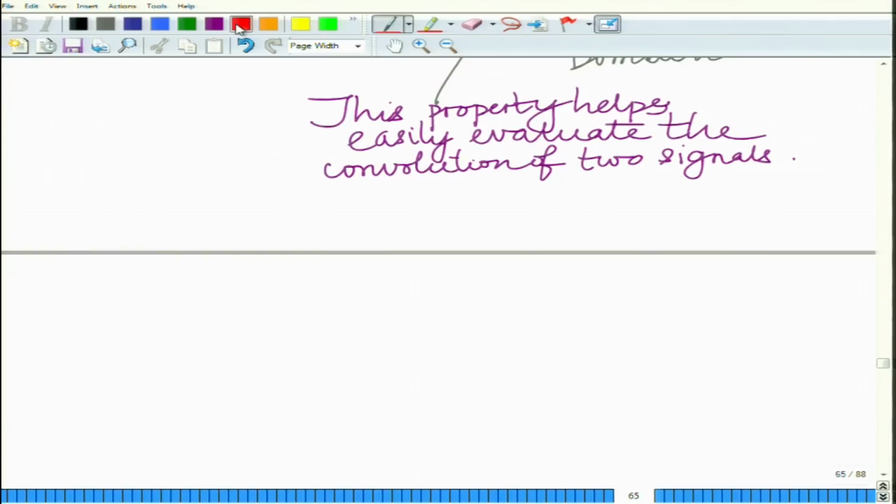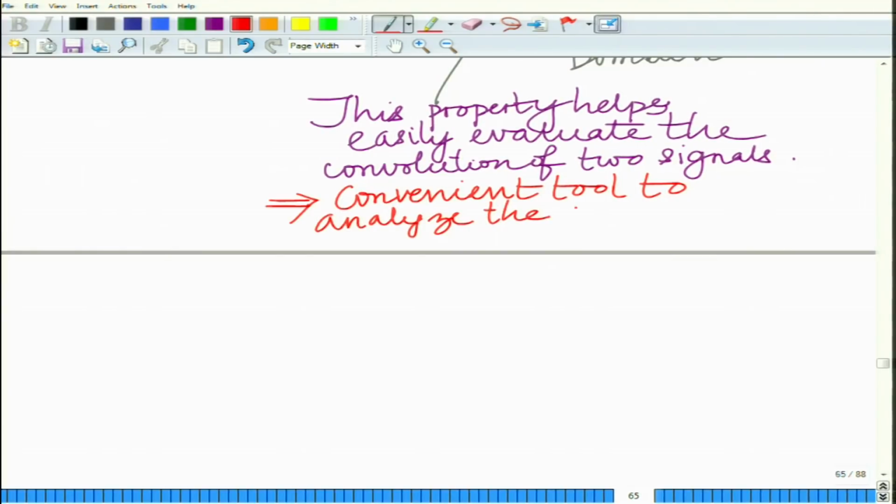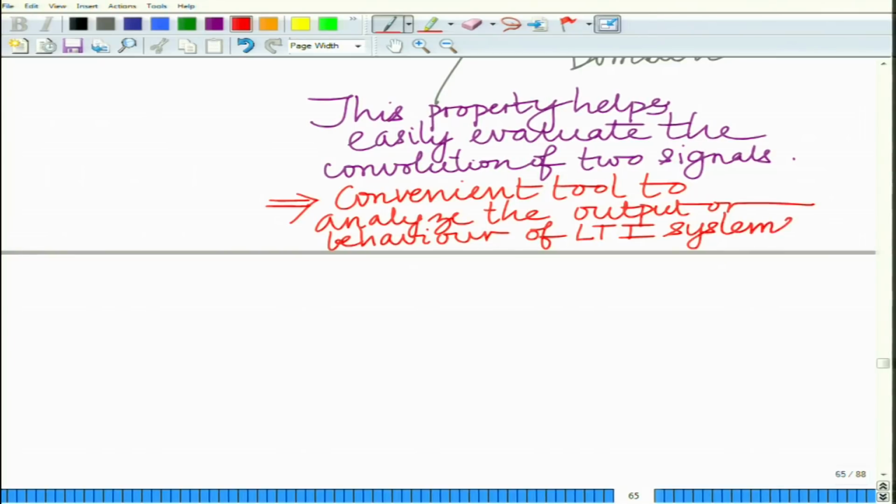So, as a result, the properties and behavior, which implies that it is a convenient tool to analyze the output or behavior of LTI systems, that is, linear time invariant systems.